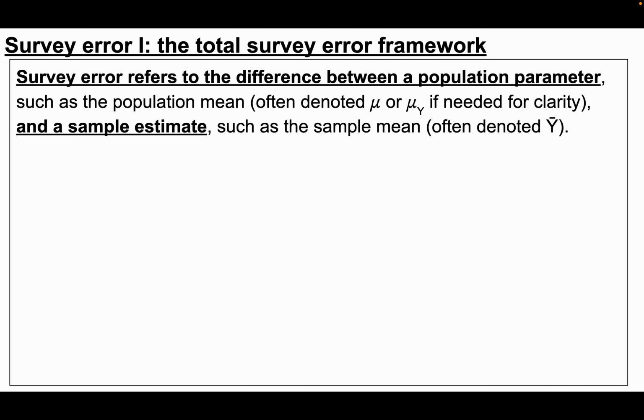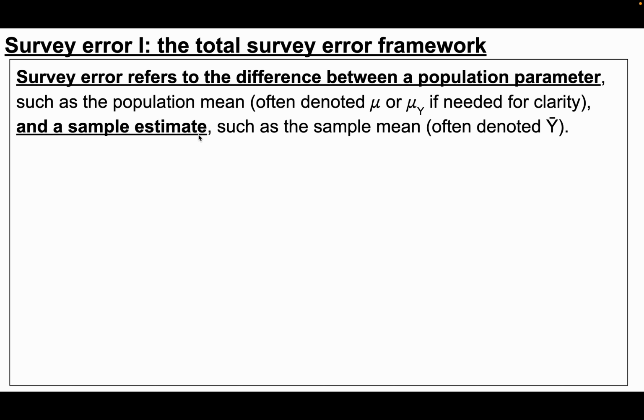Okay, so now that we've talked about the basics of surveys, we need to talk a little bit about what can go wrong with them and what we might do to solve those problems. So we're going to start with the notion of the total survey error. When I say survey error, I mean the entire survey error, which refers to the difference between a population parameter, such as the population mean, and a sample estimate.